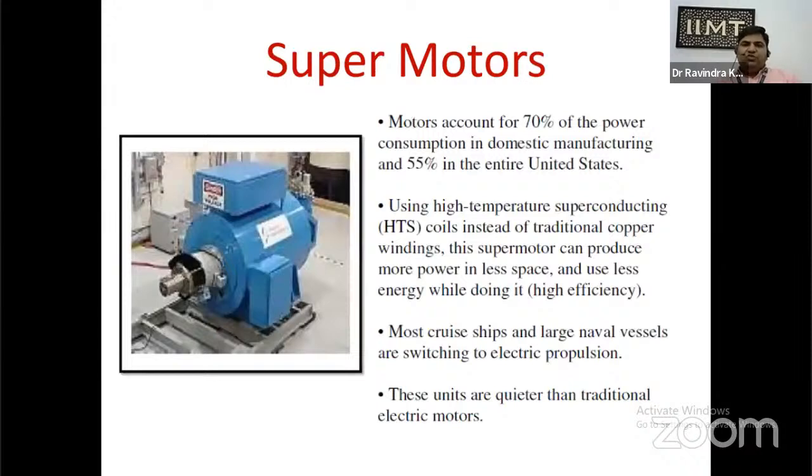Now we will get the super motors also. Motors account for 70% of the power consumption in domestic manufacturing and 55% in the entire utilities. Most cruise ships and large naval vessels are switching to electric propulsion. This is the diagram for the super motors, and these units are much smaller than traditional electric motors.